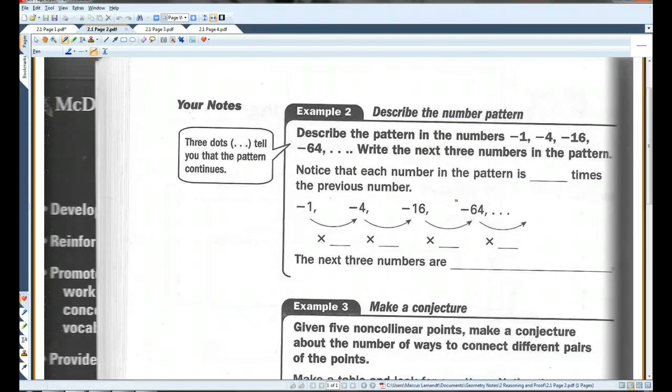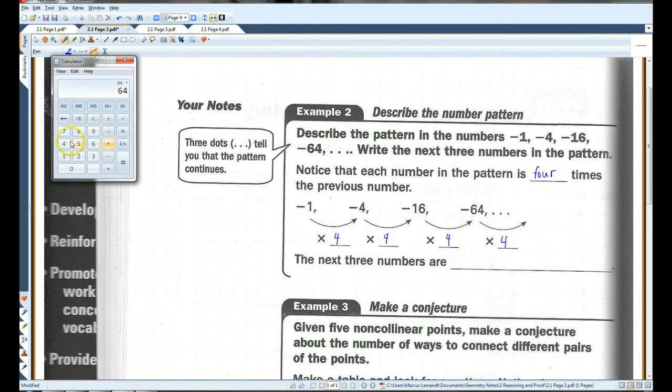Okay, describe the pattern in the numbers, -1, -4, -16, -64, etc. Write the next 3 numbers in the pattern. Okay, notice that each number in the pattern is 4 times the previous number. -1 times 4 is -4, -4 times 4 is -16, -16 times 4 is -64. We just keep multiplying by 4. So, in order to get the next number, I'm going to multiply by 4 again. Let's get out the calculator.